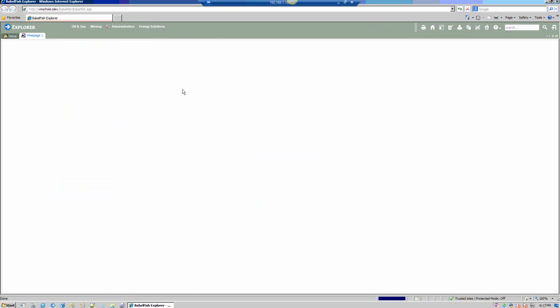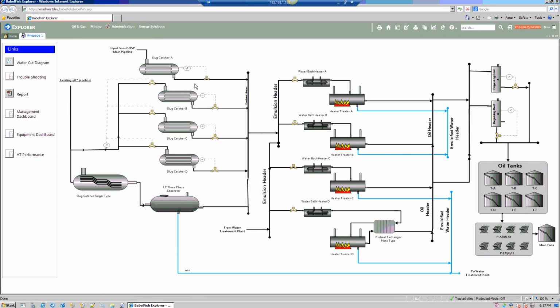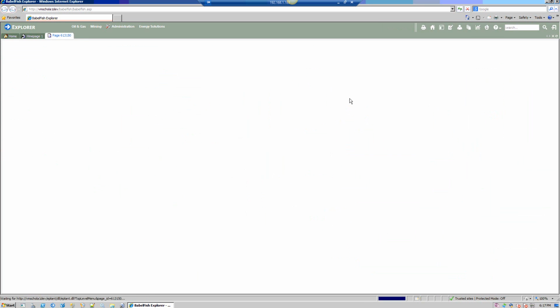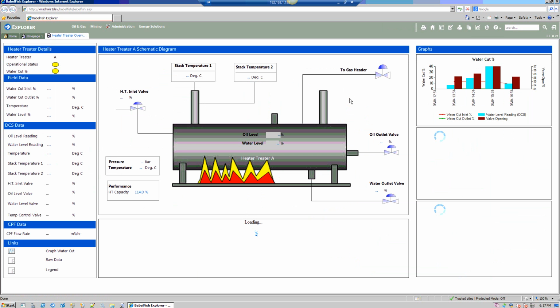So this is a schematic diagram of the processing facility, which is processing the crude oil that is being produced from the producing well. You see a number of equipments here, and if I move my cursor on each equipment, I can drill down to get further information of this equipment. Here, the oil is shown in black, the water is shown in blue. So let's see about the heater treater A. If I click on the heater treater A, it opens up the page of the heater treater.